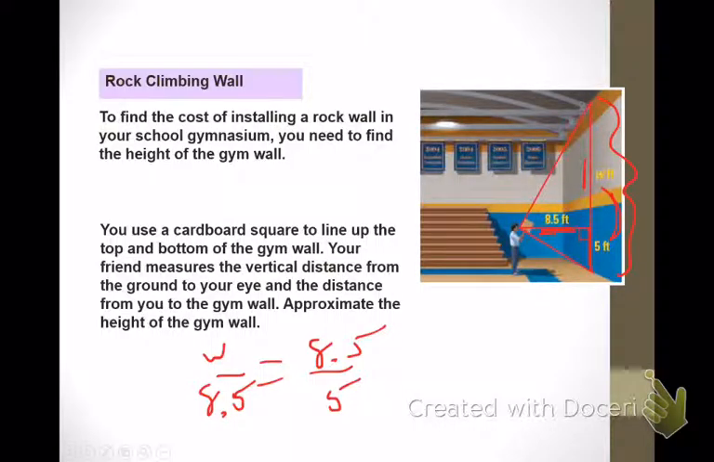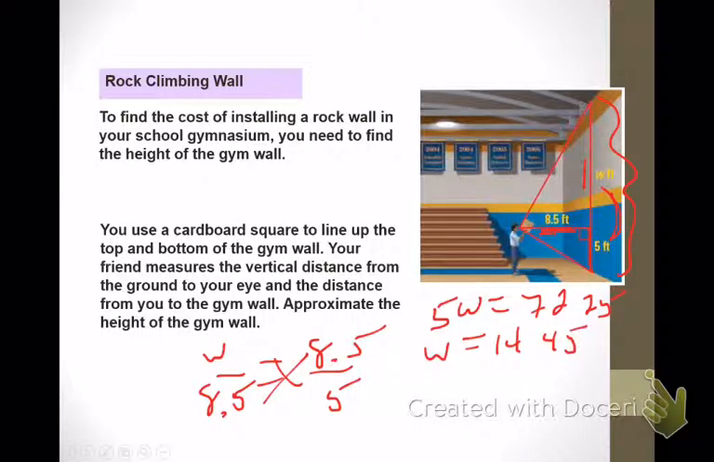Now it says approximate the height of the gym wall, so you're probably going to end up typing in the square root function in your calculator and getting a decimal answer, one of the few times you want to do this. So cross multiply and solve. 5 times W is 5W. 8.5 times 8.5 is 72.25. Then we divide both sides by 5, and we get 14.45. So a quick use for this. Hopefully that made enough sense.